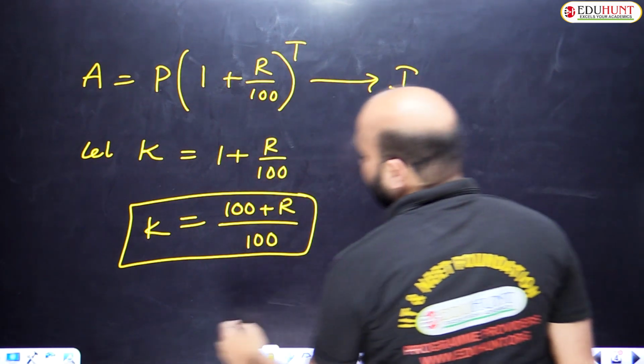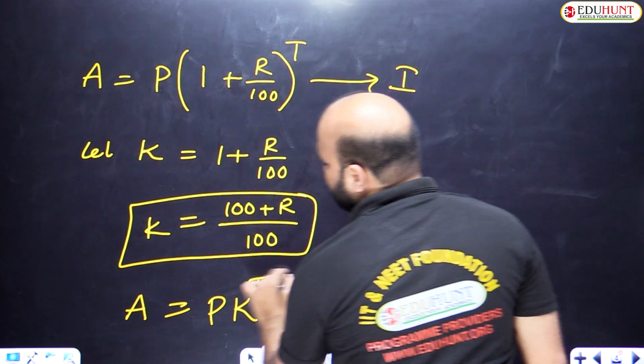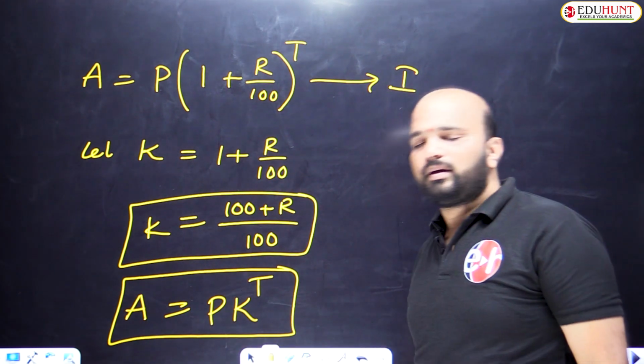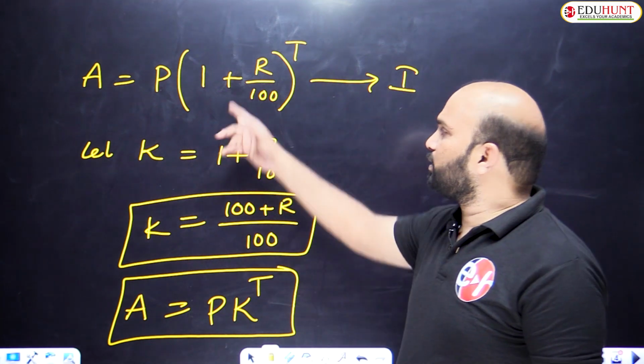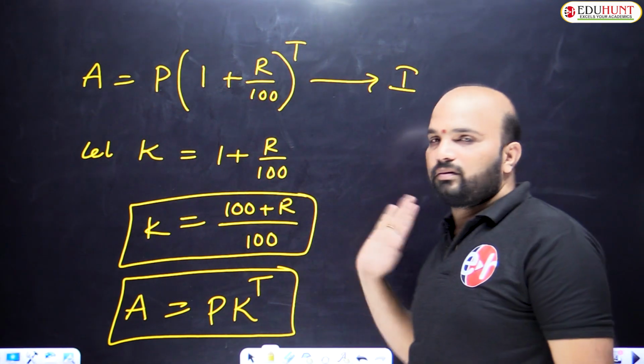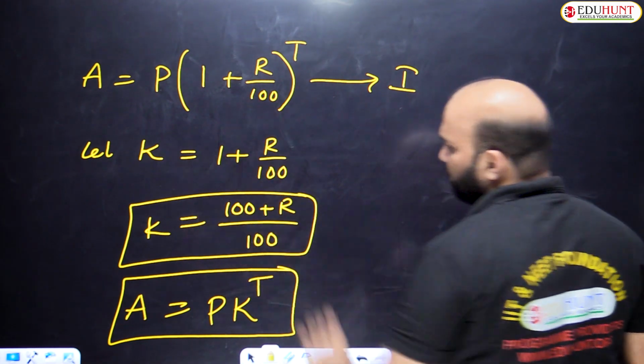So the equation becomes, in short form, A equals P k power t. This is a short formula: according to compound interest, amount equals P k^t, where k equals 1 plus r by 100, or (100 + r)/100. This is the short formula, and 1 plus r by 100 is the k value. Am I clear?